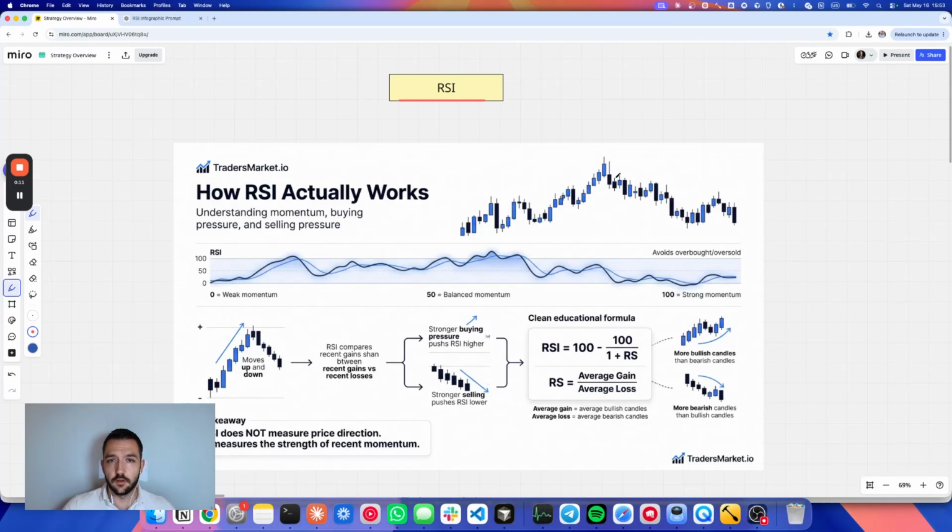In this video, we're going to review the RSI overbought, oversold trading bot we have developed at tradersmarket.io. We're going to go over the strategy, explain how RSI works, and also backtest it in MetaTrader5. We're going to see how it performs on last year's history. So if you're interested, stay tuned.